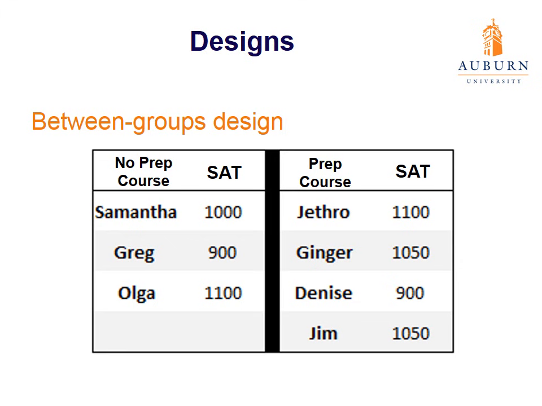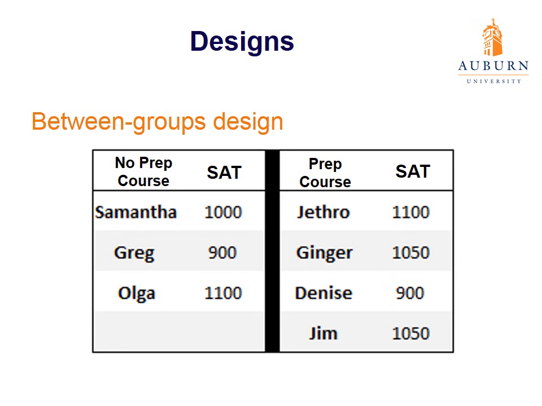So I want to make sure that those confounding variables are not in my study, and so instead I might flip a coin. So if Samantha shows up to my study first, I flip a coin. Heads, she's in the no prep course condition. Tails, she's in the prep course condition. We flip the coin, she gets heads, she ends up in the no prep course condition. Greg shows up and we flip the coin, we get heads again. He's in the no prep course condition. Jethro then shows up, we flip a coin, he gets tails, and so Jethro's in the prep course condition.